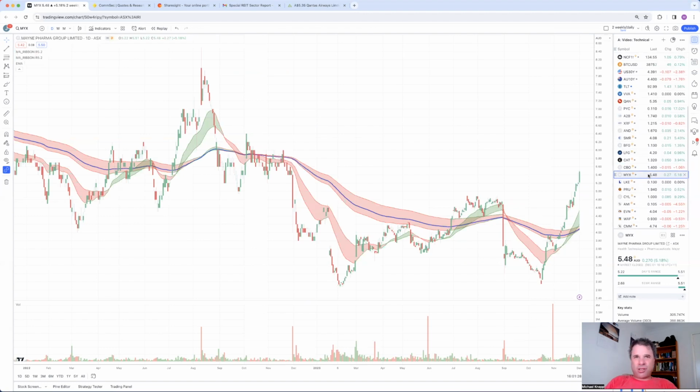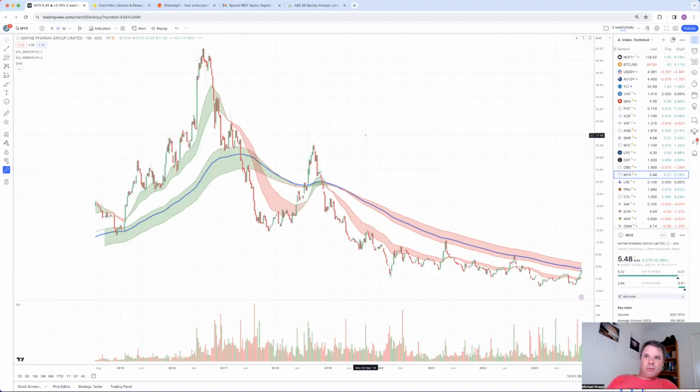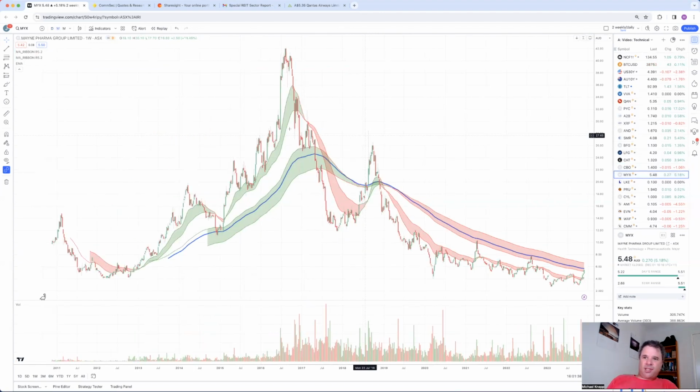Mayne Pharma, a company I've owned in the past. It's been a disastrous story over the past few years. In fact, maybe even longer than that. Since 2016, the share price of this company got to $42. Well, no, there would have been a recapitalization, so they would have decreased the amount of shares on issue, because the share price did not get up to $42 back in 2016.